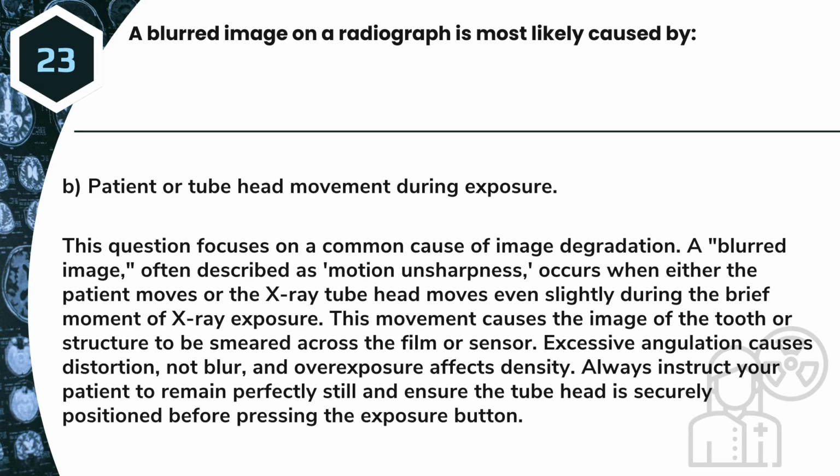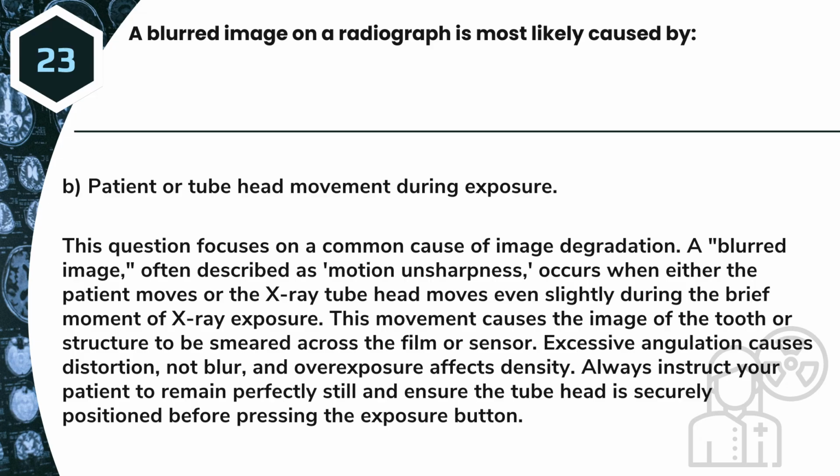Answer B. Patient or tube head movement during exposure. This question focuses on a common cause of image degradation. A blurred image, often described as motion unsharpness, occurs when either the patient moves or the X-ray tube head moves even slightly during the brief moment of X-ray exposure. This movement causes the image of the tooth or structure to be smeared across the film or sensor.